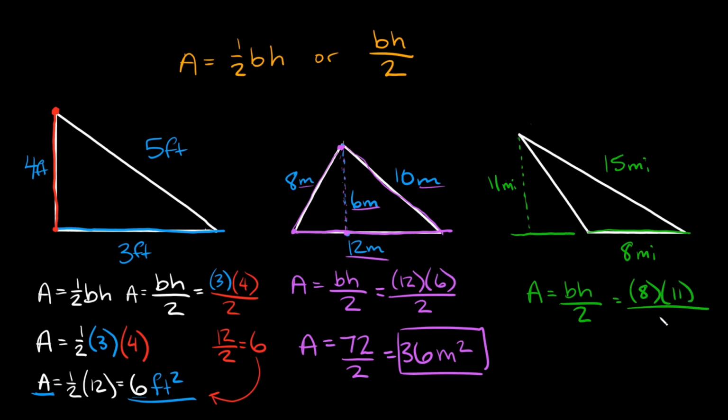Then we just put that over 2. So simplifying this, 8 times 11 is equal to 88, and then that's over 2. So 88 over 2 is equal to 44. And our units are miles, so miles squared. The area right here would be 44 miles squared.